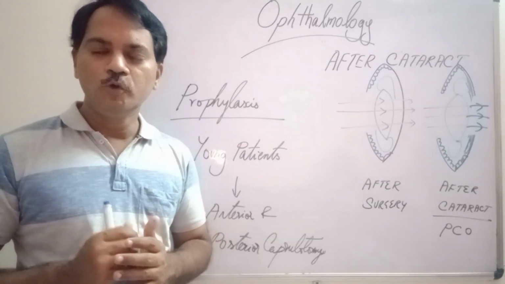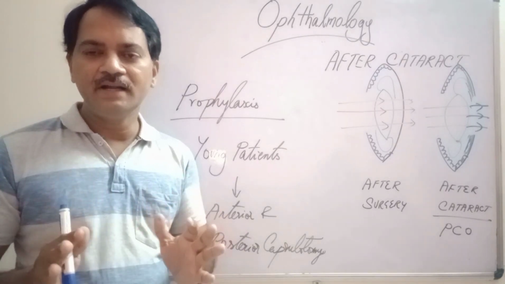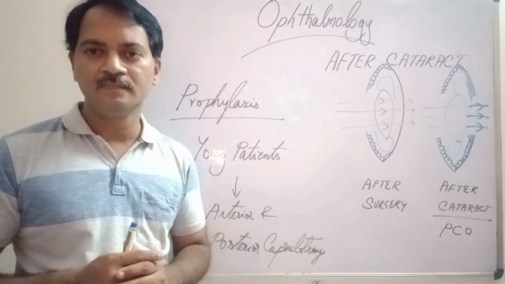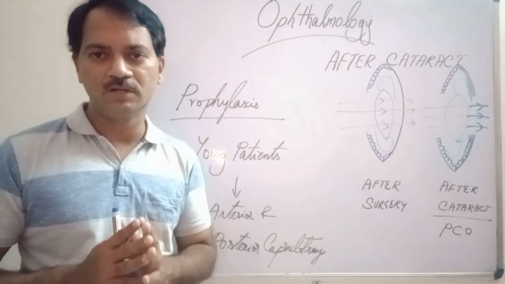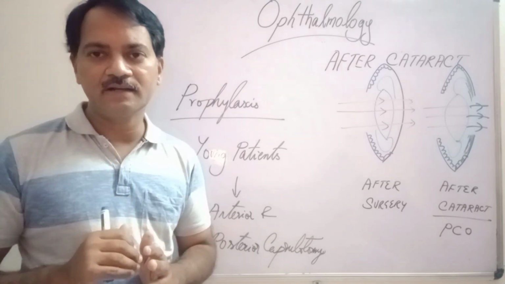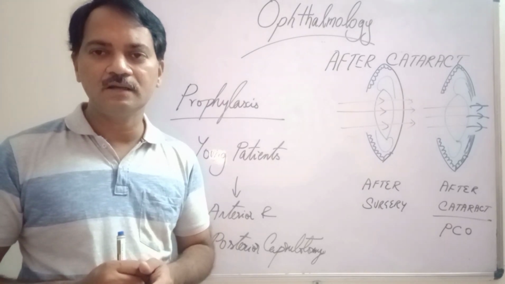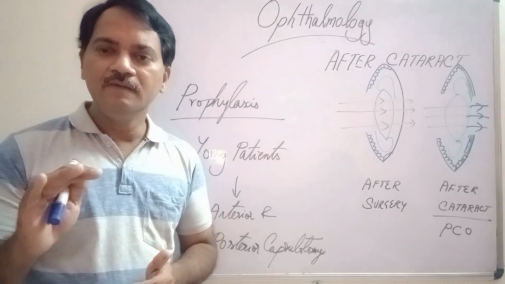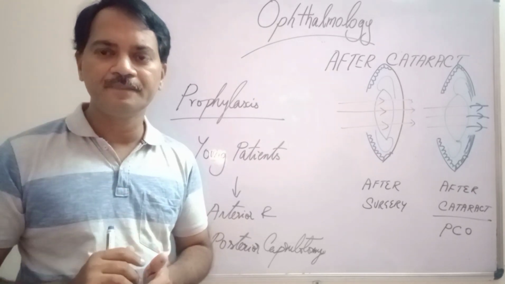Now, you may ask a question: is there any treatment to prevent the formation of after cataract? Definitely it is there, but it is not done for everyone. It is done for childhood cataract. For a small child getting a cataract due to various reasons, or a patient who is very, very young. Why do we have to do the prophylactic treatment in those people?